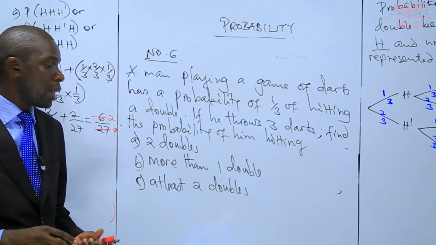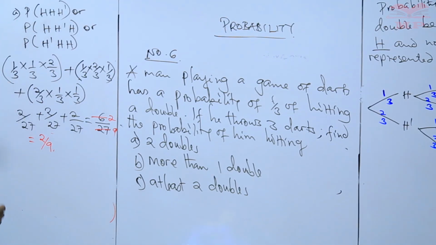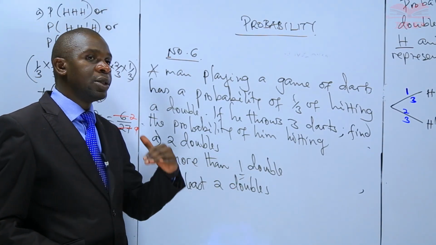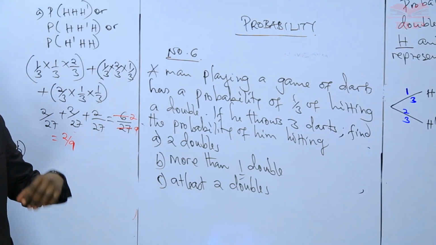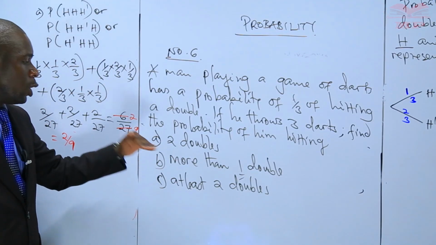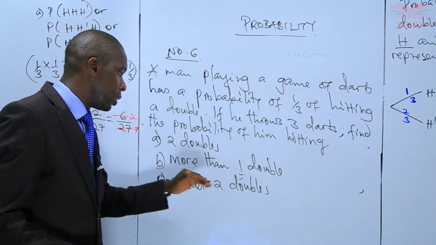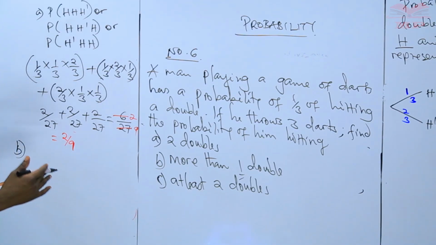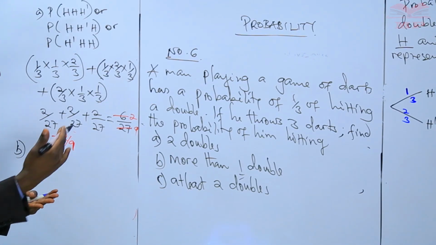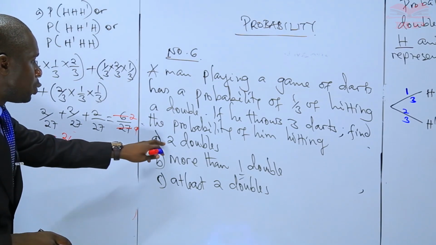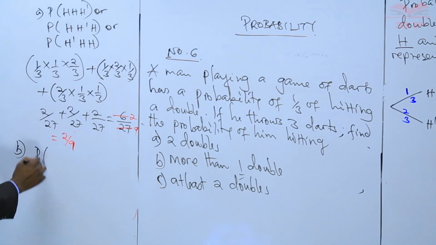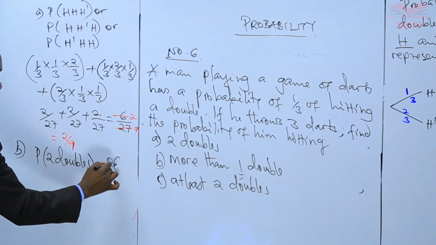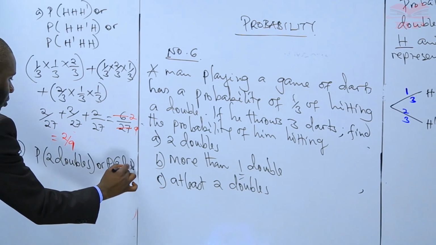So we can also look at more than one double. More than one double, number B. So number B, we are talking of more than one double. In other words, you are looking at one double, or we are looking at 2 doubles or more doubles. So it will be 2 hit, that is 2 doubles, or 3 doubles to give us more than one double. So when we are looking at 2 doubles, we already have that, so that would be the probability of 2 doubles, or the probability of 3 doubles.